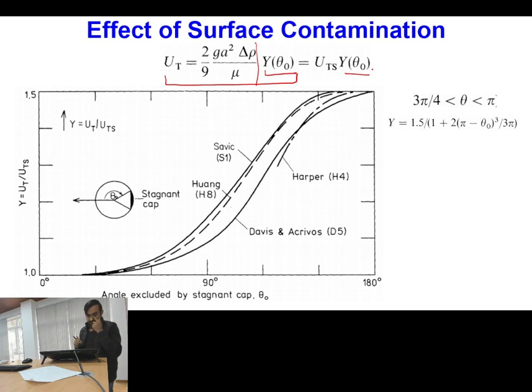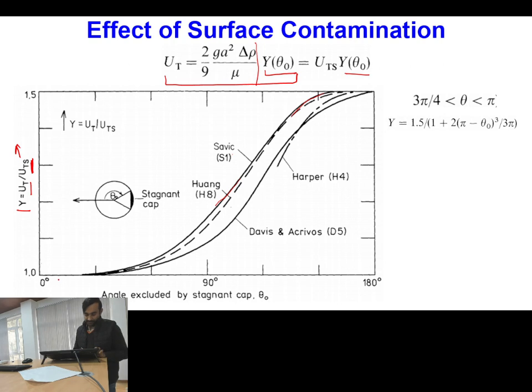In the majority of situations, if you plot the value of y, which is nothing but U_t, the terminal velocity of the particle, divided by the terminal velocity of the contaminant free system, there you will find the terminal velocity of Stokes flow. This is the terminal velocity of Stokes flow, where there is no internal circulation. If you calculate this factor y, its value is shown over here. This is the graph given by Savic.